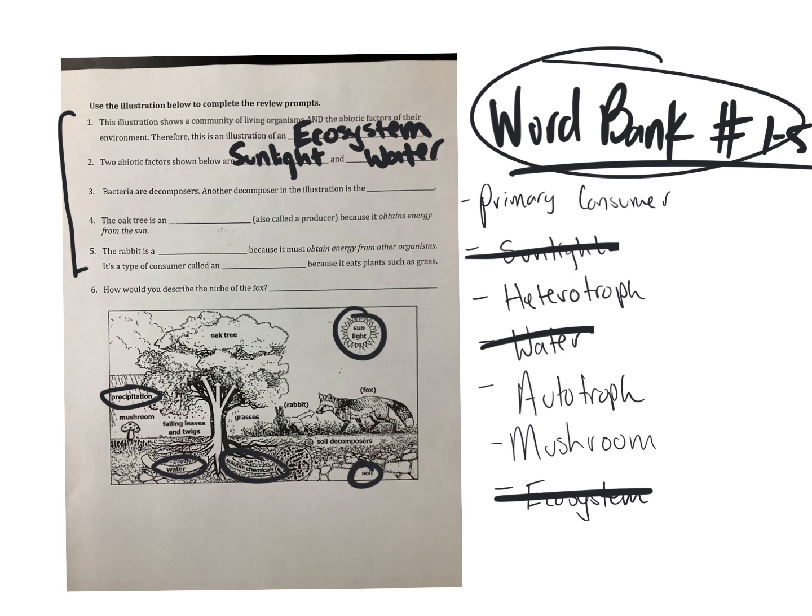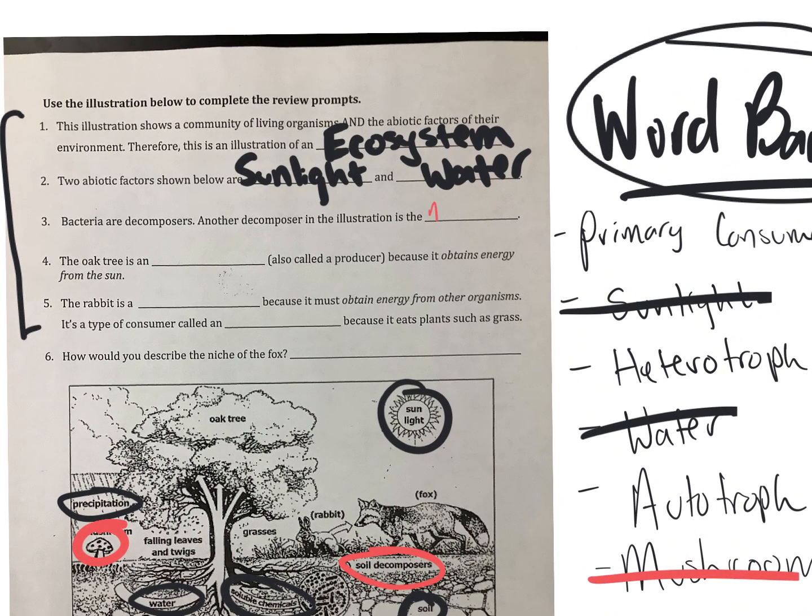Number 3, bacteria or decomposers. Another decomposer in the illustration is the blank. And I'll do this in red. So you could have had mushroom, or you could have had soil decomposers as that answer. Okay. And out of my word bank, I had mushroom, so I'm going to write in mushroom.